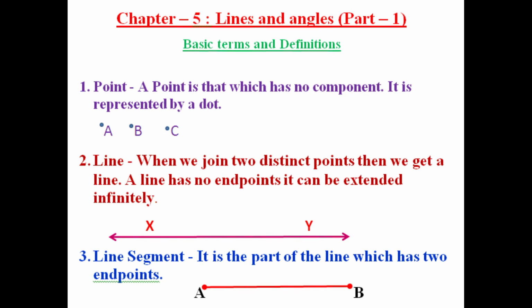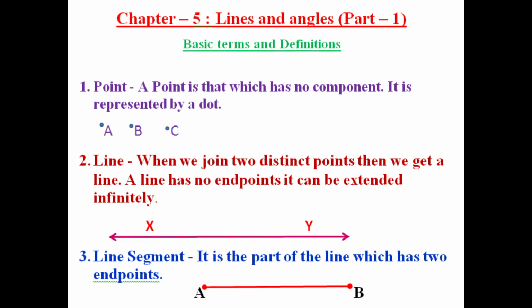XY. Always we will denote it as XY or AB in capital letters. You have to use only capital letters when you use two letters. XY is a line, AB is a line, PQ is a line. Both letters should be capital. We can denote it with one letter also, that is L, a small letter. If you use one letter, then you have to give a small letter. L, M, N, like this we will denote.